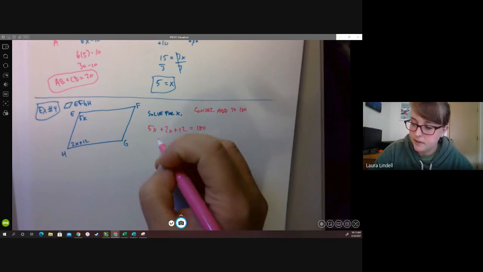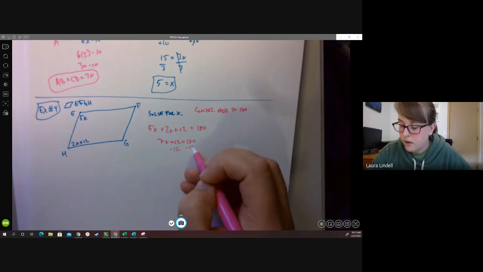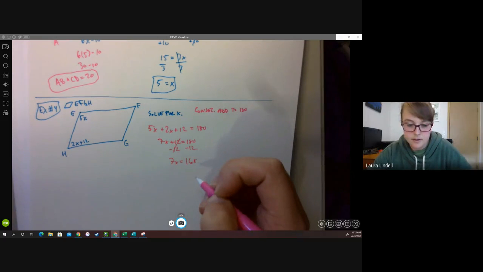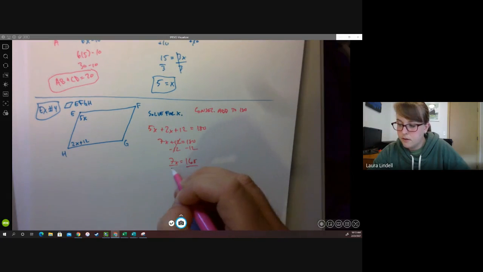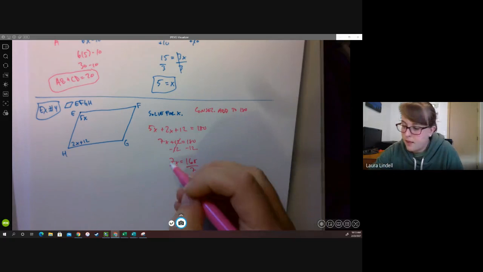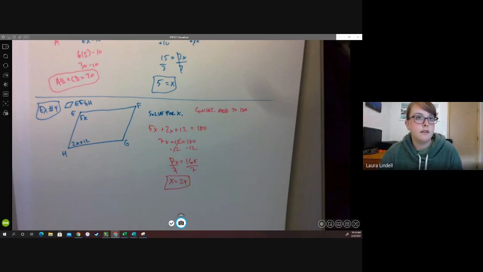All right, so then we get 7x plus 12 equals 180. Minus 12 on both sides, we get 7x equals 168. Dividing by 7 on both sides, 168 divided by 7 is 24. So that gives me x equals 24, and we're done there. Okay, so that's an example with consecutives. We got two more.